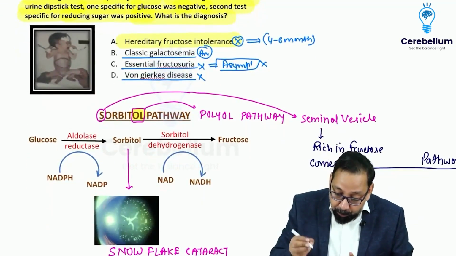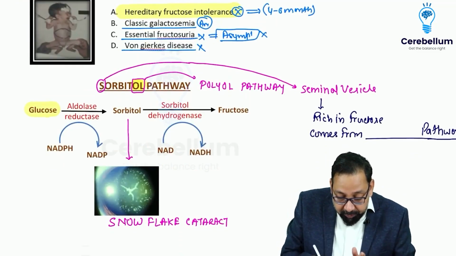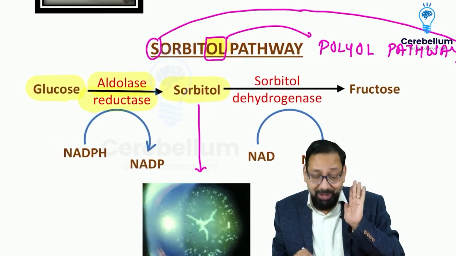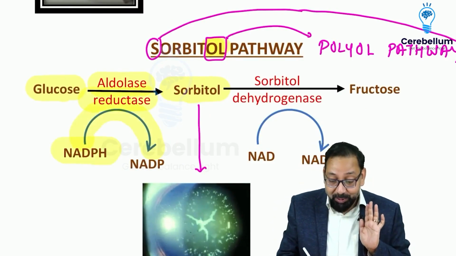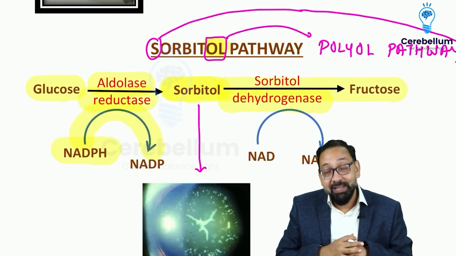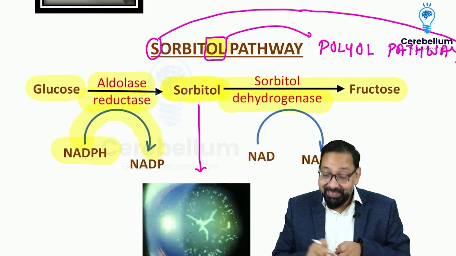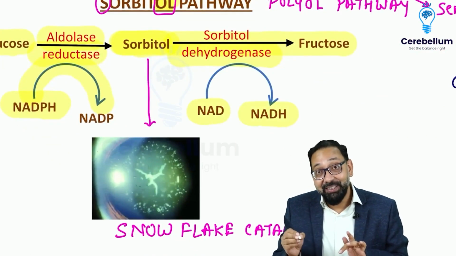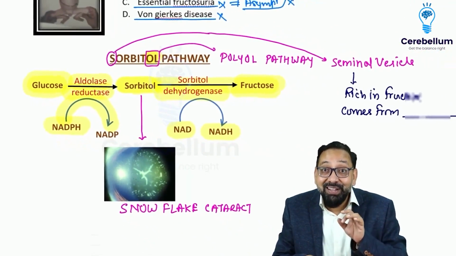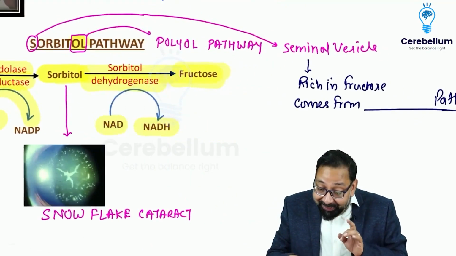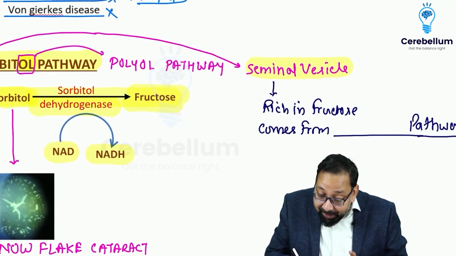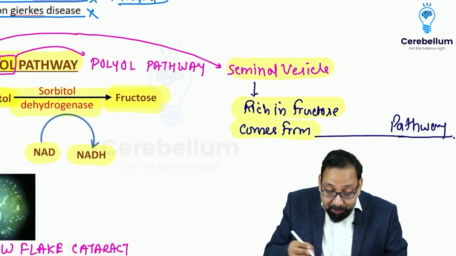Now we come to the sorbitol pathway. Glucose is converted to sorbitol by aldose reductase, and whenever you want reduction, you think about NADPH. So NADPH is used and sorbitol is produced. Now sorbitol is converted to fructose by sorbitol dehydrogenase, and in a dehydrogenase, hydrogen is removed and taken up by NAD to form NADH. So glucose can be converted to fructose, and you know fructose is rich in seminal fluid. This sorbitol pathway occurs in the seminal vesicle, as seminal fluid is rich in fructose, and it comes from the sorbitol pathway.